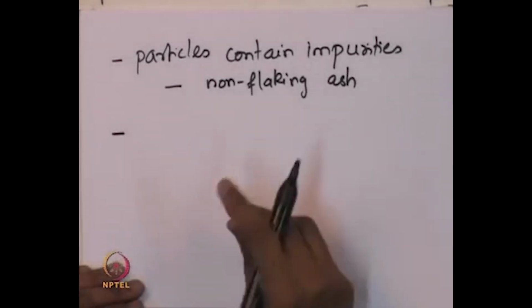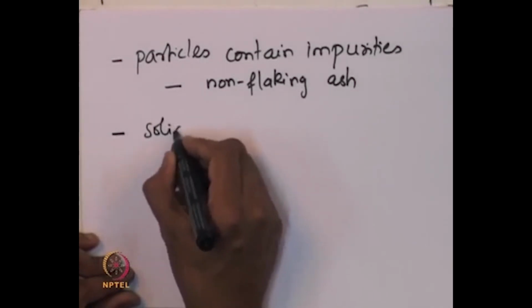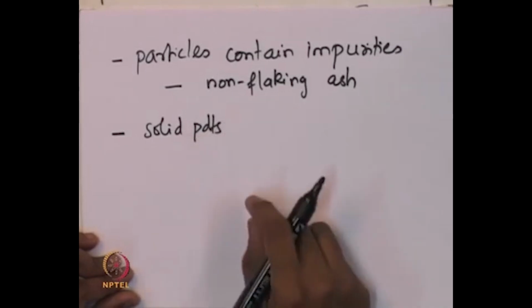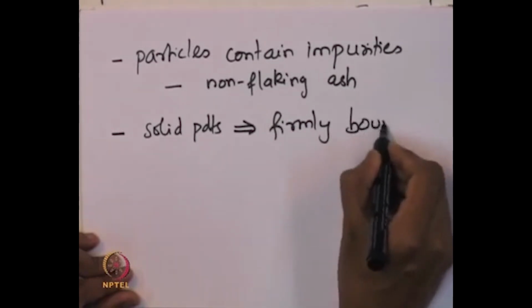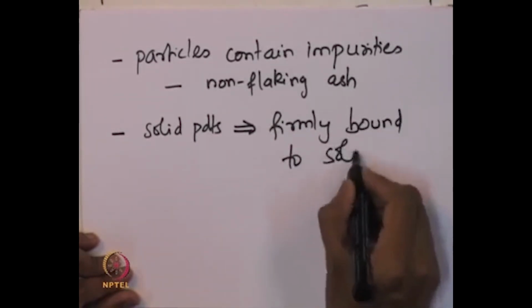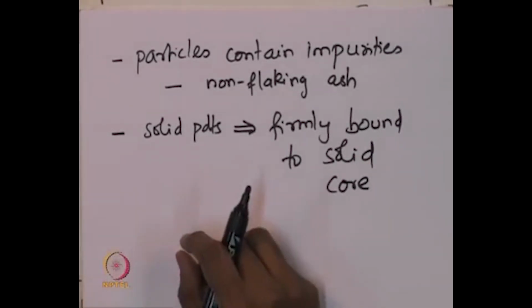And the other possibility for how this particular mode can occur is where the products are solid products. If solid products are formed and they are very firmly bound to the core in which the heterogeneous reaction is occurring, then the size does not change, it preserves the size and pretty much the shape of the solid. So, this particular aspect helps the solid core to retain its shape.